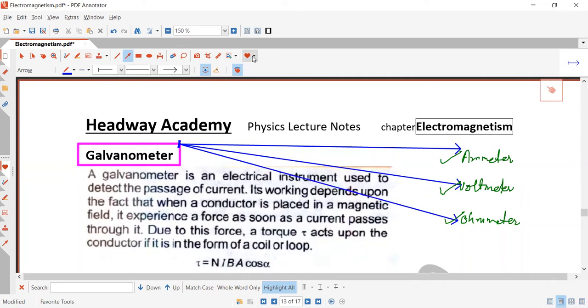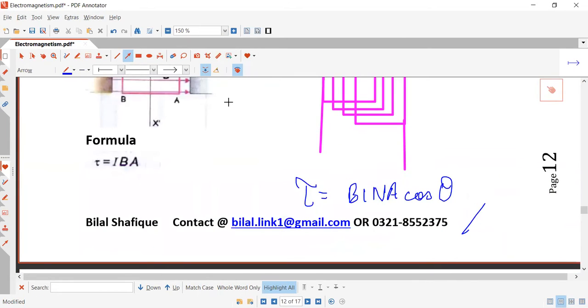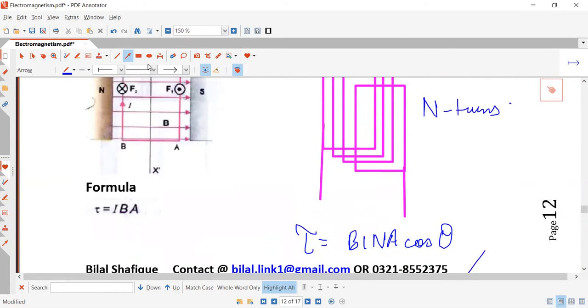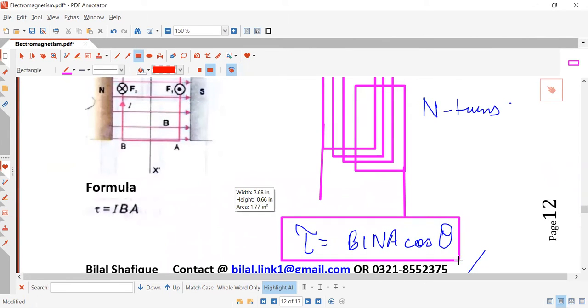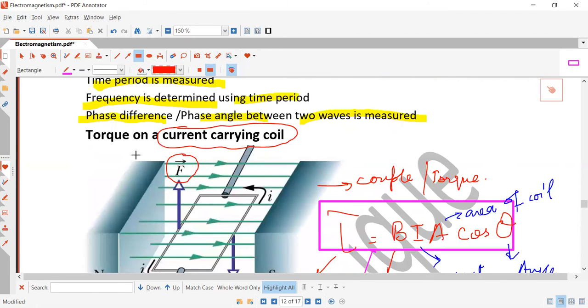Okay, now what's the basic concept? The basic concept is the same that we studied yesterday. We should have a current carrying coil, and the moment acting on it, or the torque, or the couple acting on it, is given by this formula. Right, students? So this is the basic principle of the galvanometer. Torque on the current carrying coil placed in magnetic field.